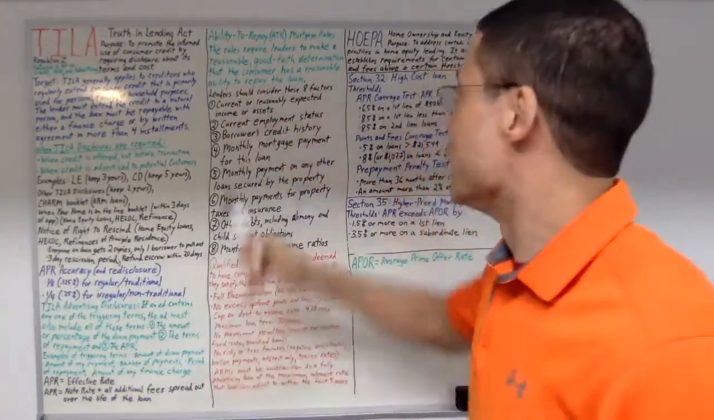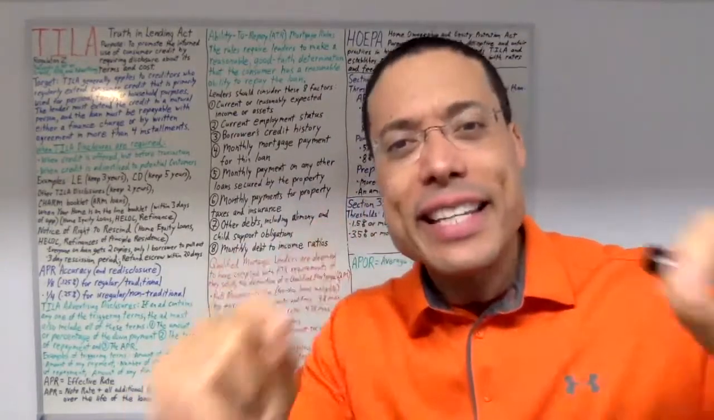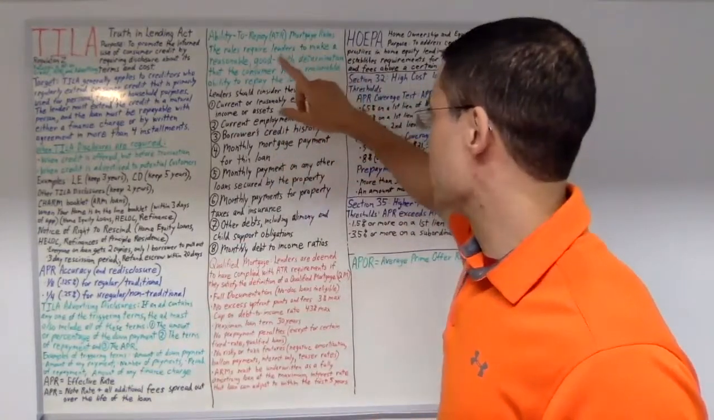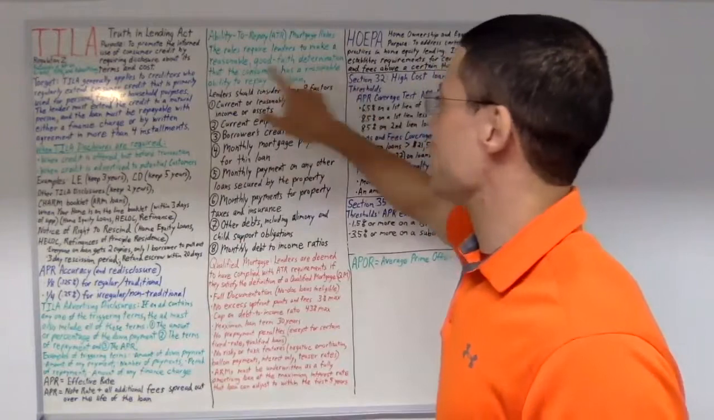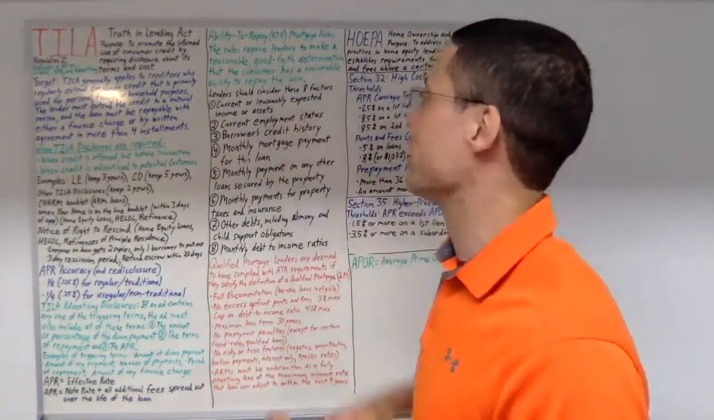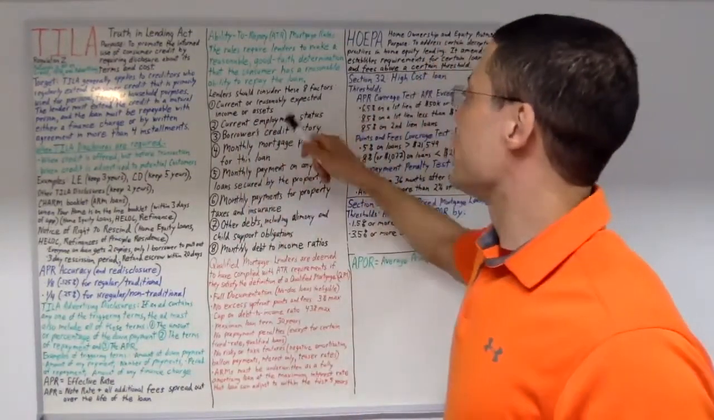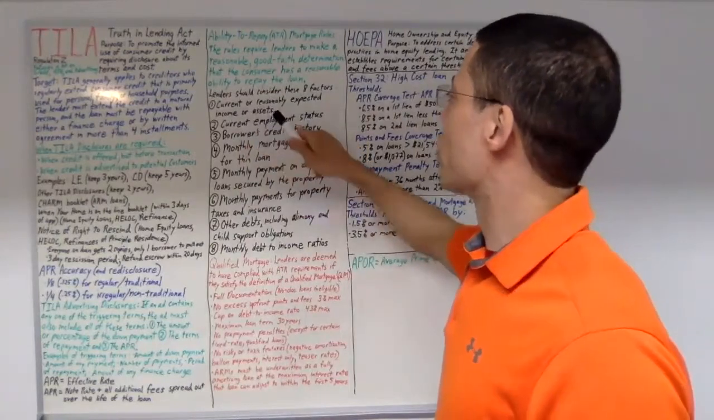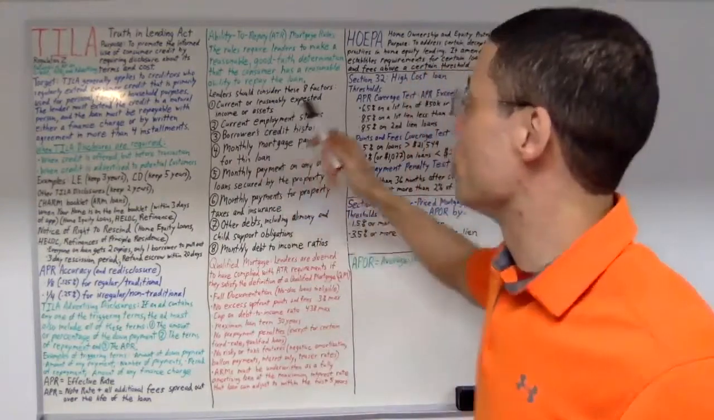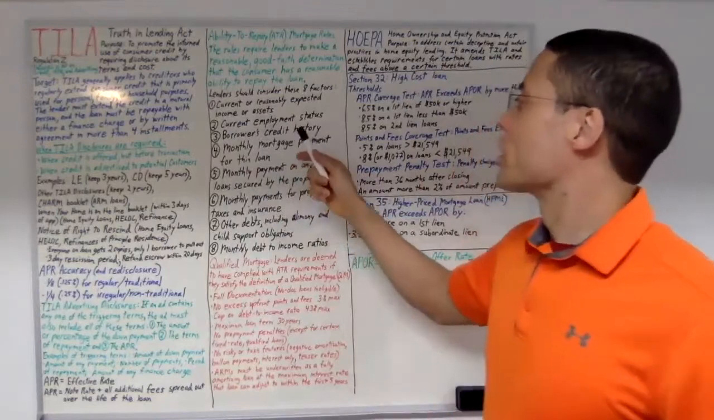Here they are. Lenders should consider these 8 factors when making a reasonable, good faith determination if the consumer has a reasonable ability to repay the loan. Number 1, current or reasonably expected income or assets. Number 2, current employment status. Number 3, borrower's credit history.